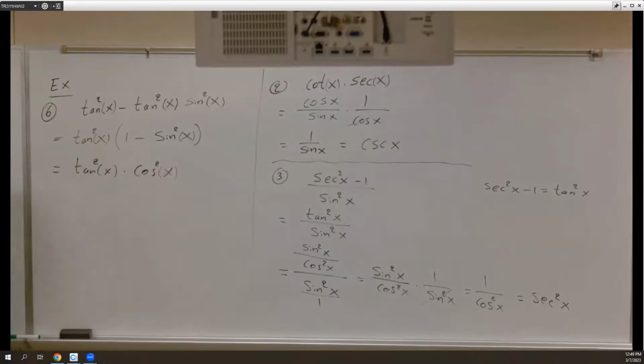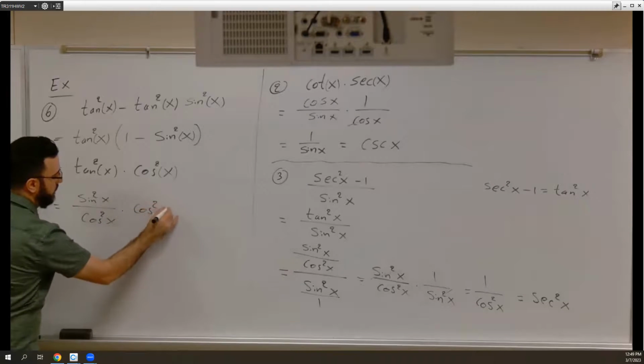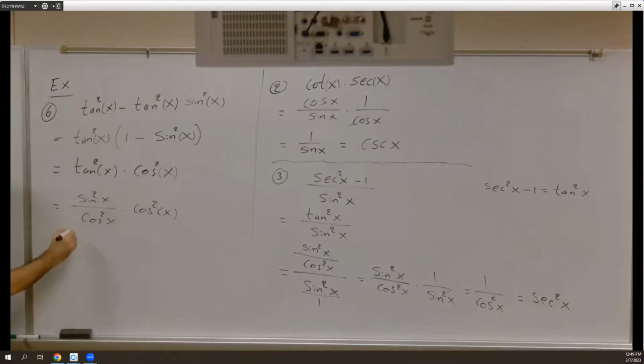Now what's the next step? Can I simplify it more? Look to the board. Can I simplify it more? Tangent equal what? Sine x over cosine. Okay, so I'm gonna say, okay, sine square x over cosine square x times cosine square x. Can I cancel these? What's the left? Sine square x. That's it.